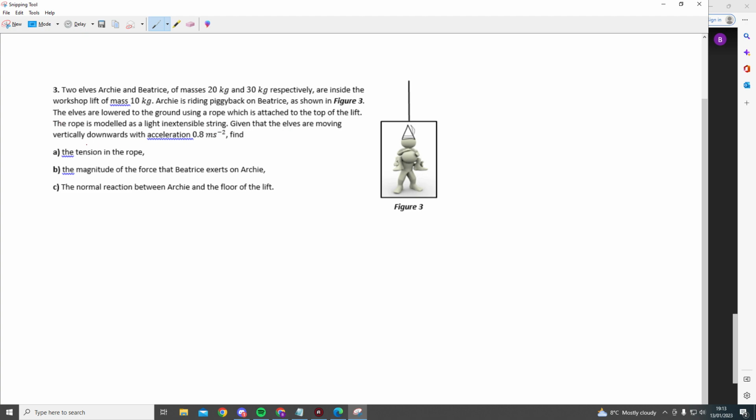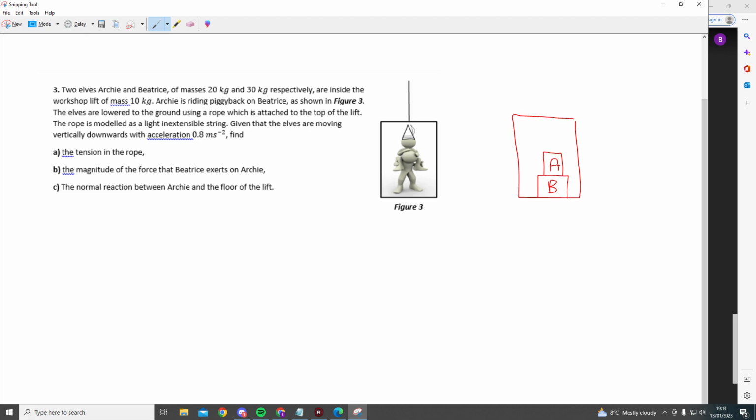Given that the elves are moving vertically downwards with acceleration 0.8 meters per second squared, find the tension in the rope. Okay. So I'm actually going to redraw this just so we can get a better picture. Archie is riding piggyback on Beatrice, so let's call Beatrice B and Archie can be A.